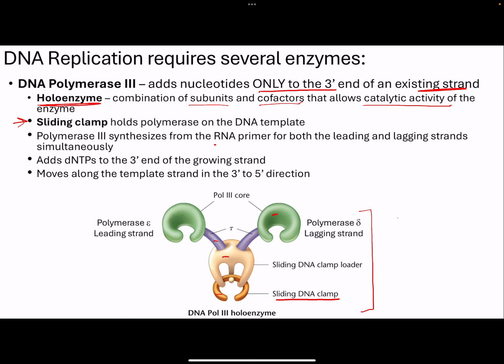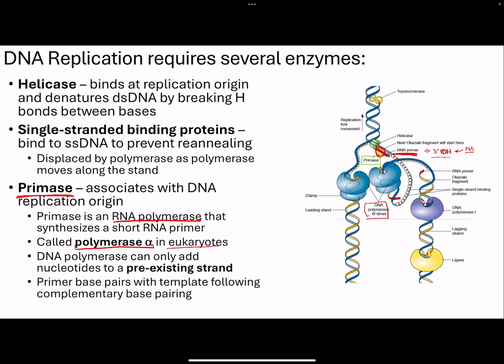It's going to start from the RNA primer, and it's going to proceed with DNA replication on both the leading and the lagging strands of DNA simultaneously. So looking back at this model of DNA replication, this would be the leading strand, and this one would be the lagging strand.